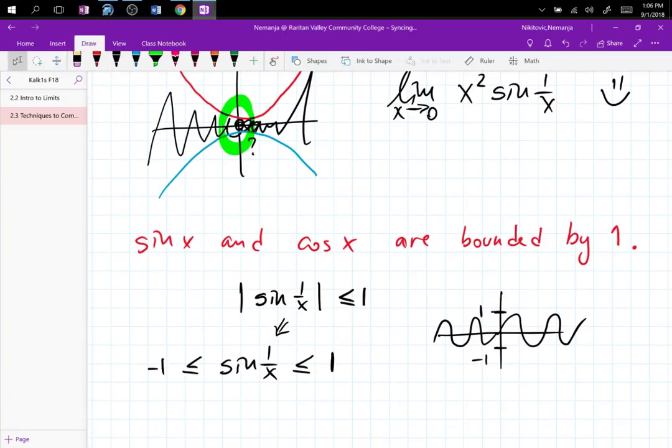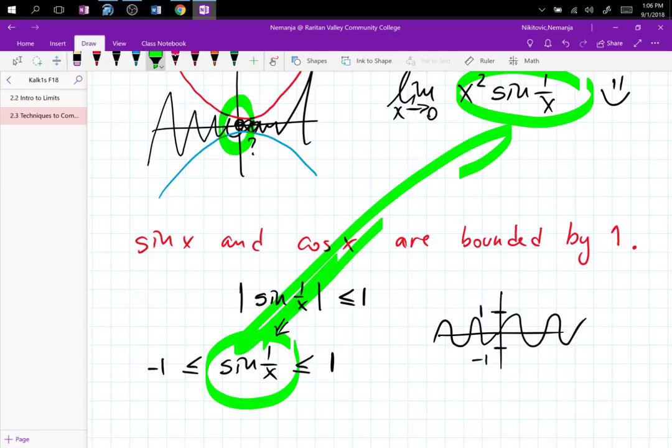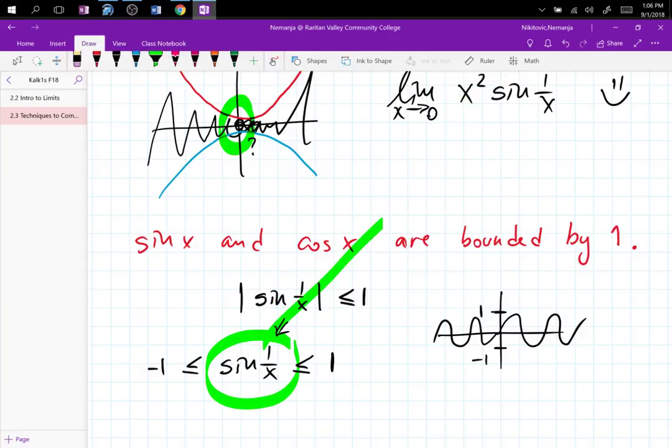Now you compare this to this, and you realize that you are missing something. What are you missing? What am I missing? What do you mean? What am I missing when I compare these two things? X squared, thank you.